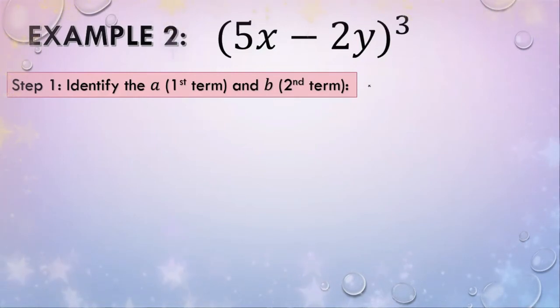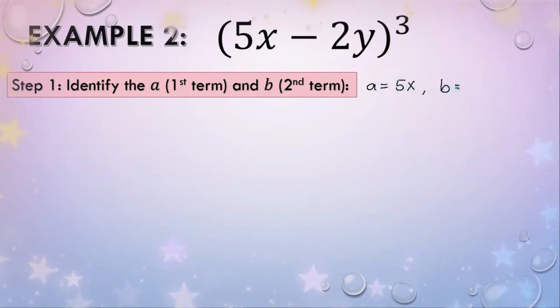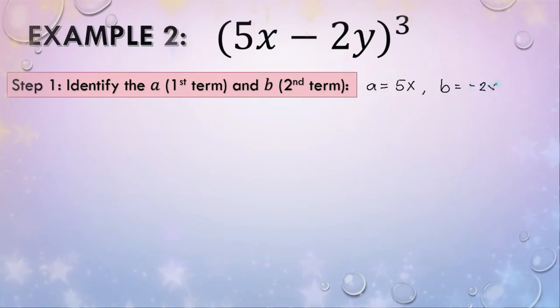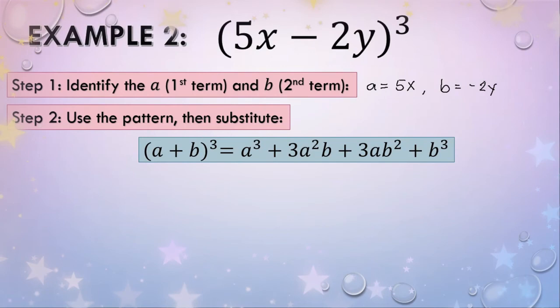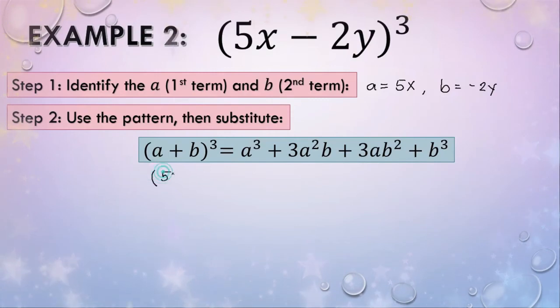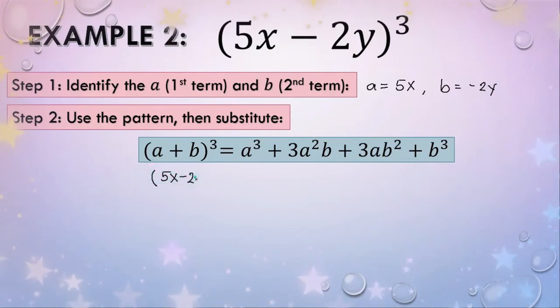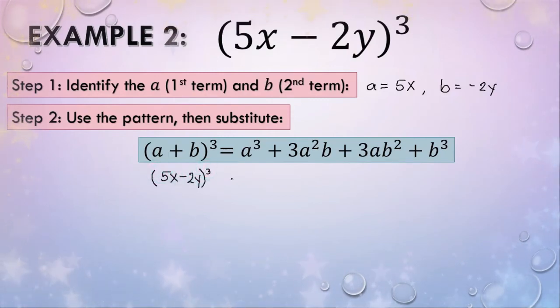If your answer for the first term is 5x, and if your answer for the second term is negative 2y, then very good, you're correct. Next step is use the pattern, then substitute. The pattern is this one. Then we're going to start from this. Copy first the given so that you will be guided. 5x minus 2y cubed. Substitute.